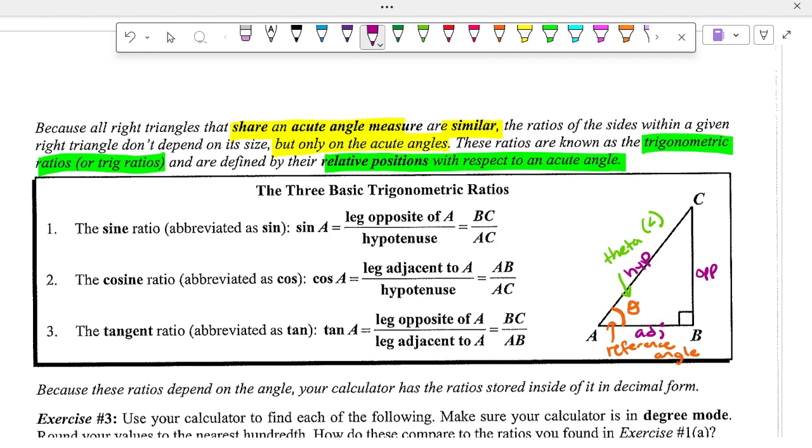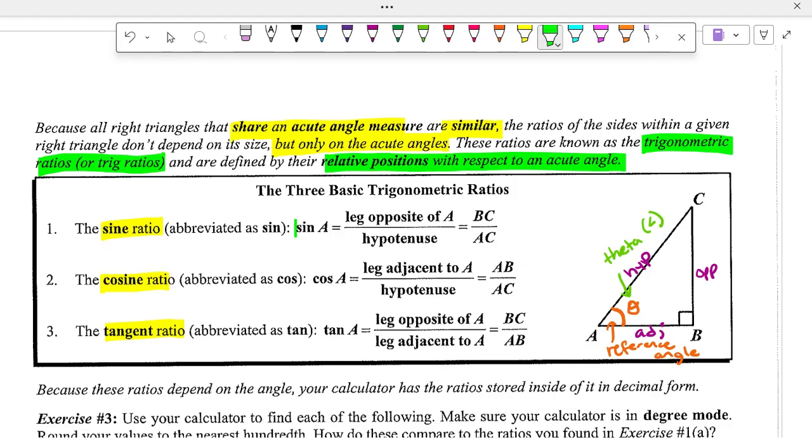Now, why did I take the time to label these sides? It's because depending on what side or sides they give you, that tells you what type of ratio you're going to use. There are three types of ratios that we will use: the sine ratio, the cosine ratio, and the tangent ratio. If you look at your calculator, you see sin, cos, and tan, but you never really knew what they were for. This is what they're for.